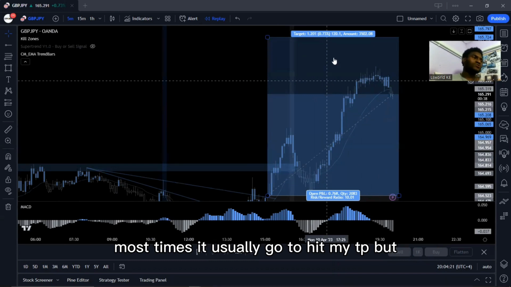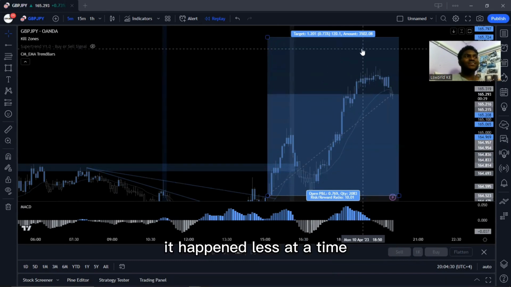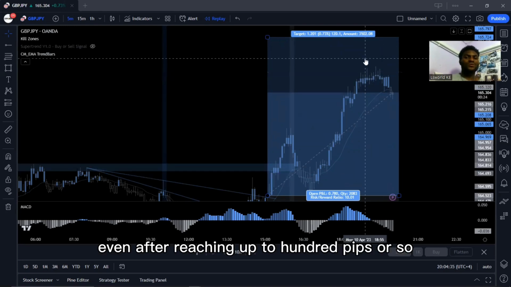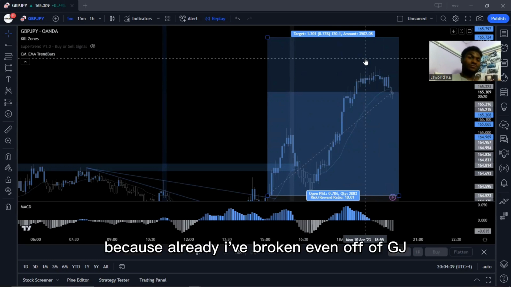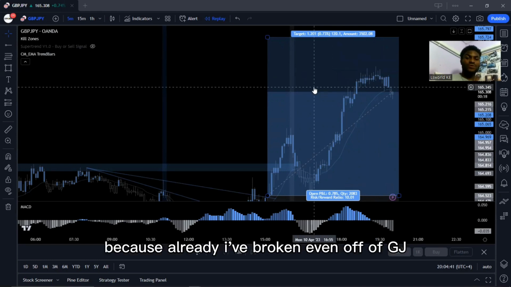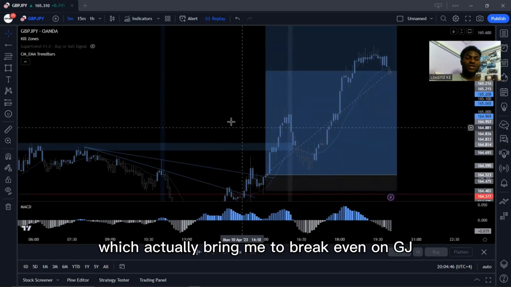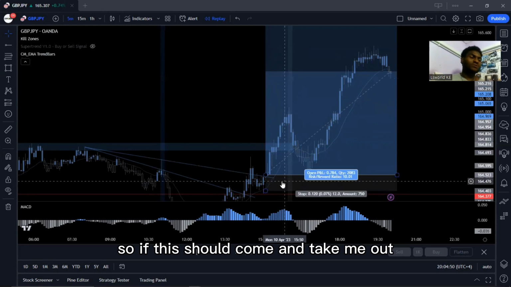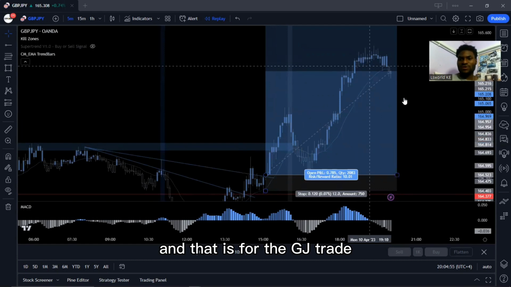Most times it usually goes to hit my TP, but it happens less often that it comes back to break even after reaching up to 100 pips or so. But anyways, whatever happens, I'm good with it. I'm comfortable with it because I've already broken even on GJ. I've taken 1:2 risk to reward, which brings me to break even on GJ. So if they should come and take me out, I didn't take any losses today on GJ, so I'm fine. We'll go again tomorrow. And that is for the GJ trade.